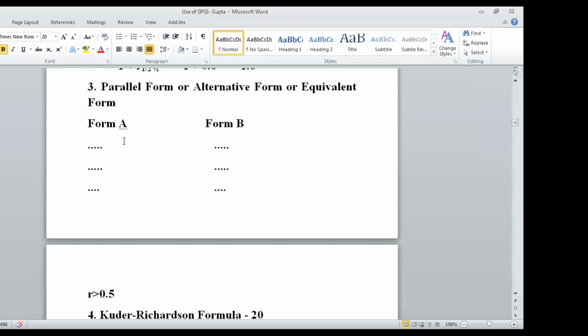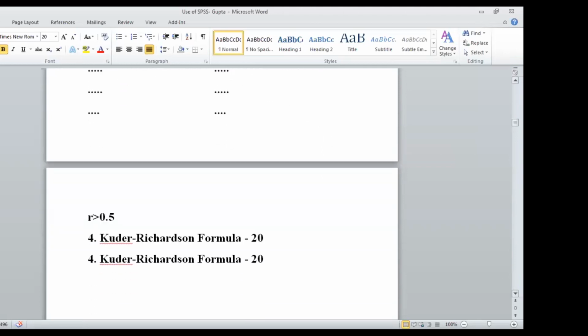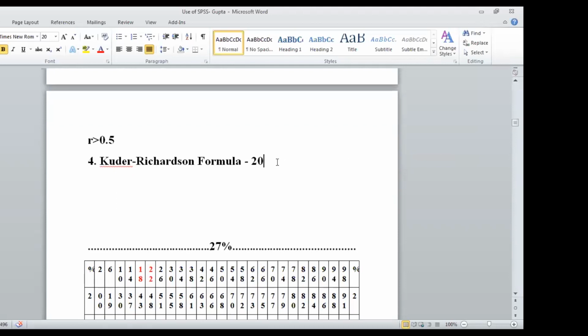And then you administer both the forms on all people, and then you will have the total score of the people on form A and form B, and now find out the correlation, and if your correlation is greater than 0.5, then it means your tool is reliable. And now you get two tools, Form A and Form B, and both are reliable, so you can use any one you like. Now another is Kuder-Richardson formula 20.